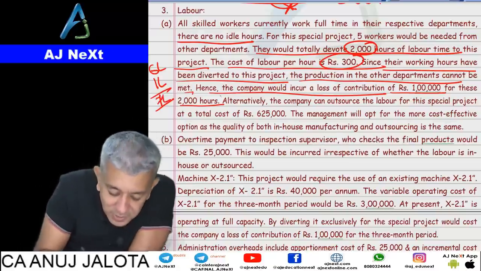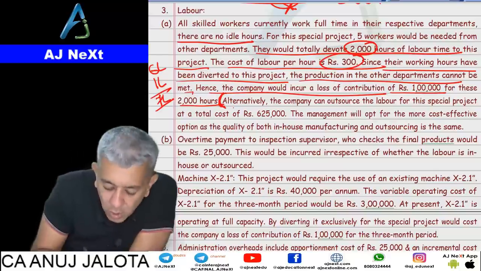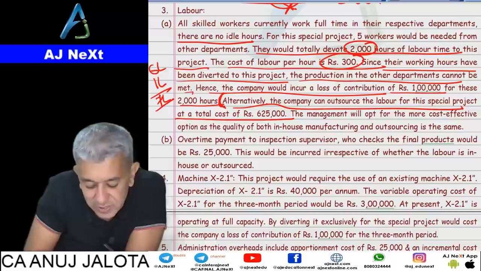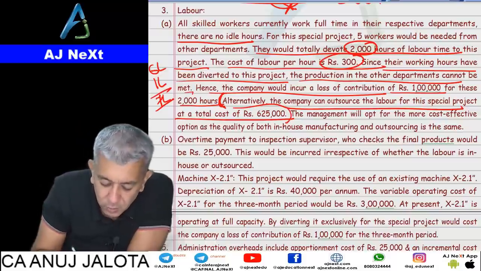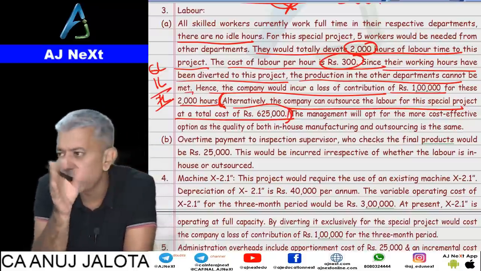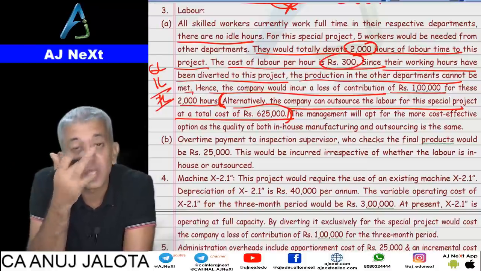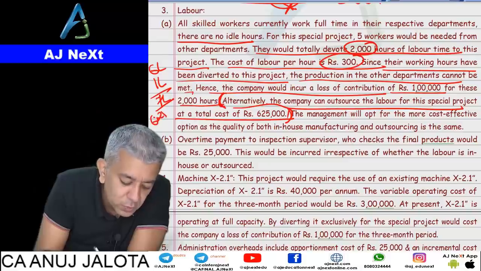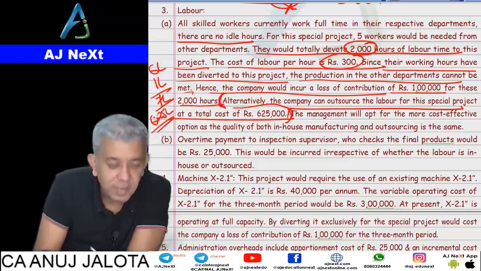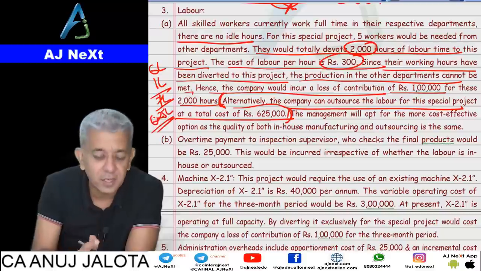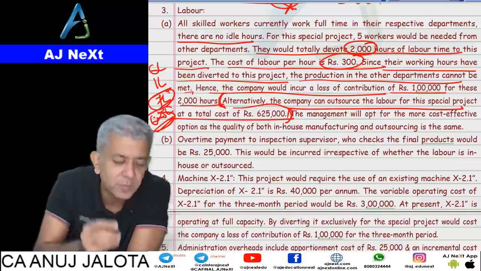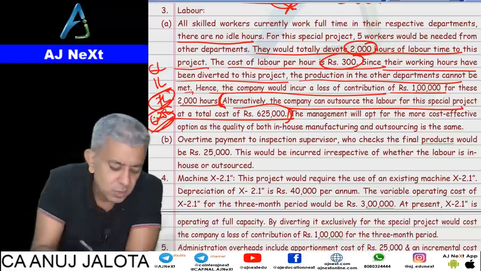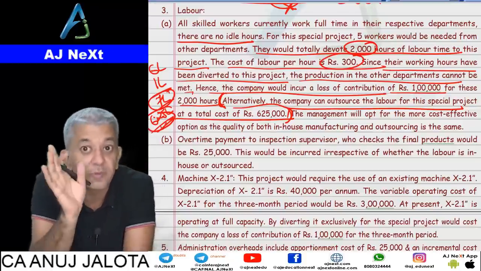This should have been my answer, but then something is given to me. Alternately, the company can outsource the labor for this special project at a total cost of 6,25,000. Now, they are saying alternately, do not call the workers from the other departments. You outsource this job to outsiders. In that case, the cost will be only 6.25 lakhs. Obviously, if the quality of these two categories of workers is the same, this figure is cheaper than the other. So therefore, we should not call the workers from the other departments. Let's outsource the job at 6.25 if the quality is the same.